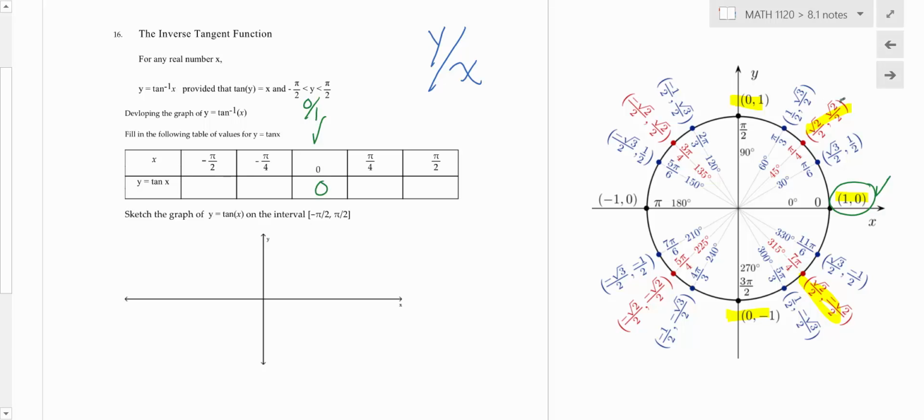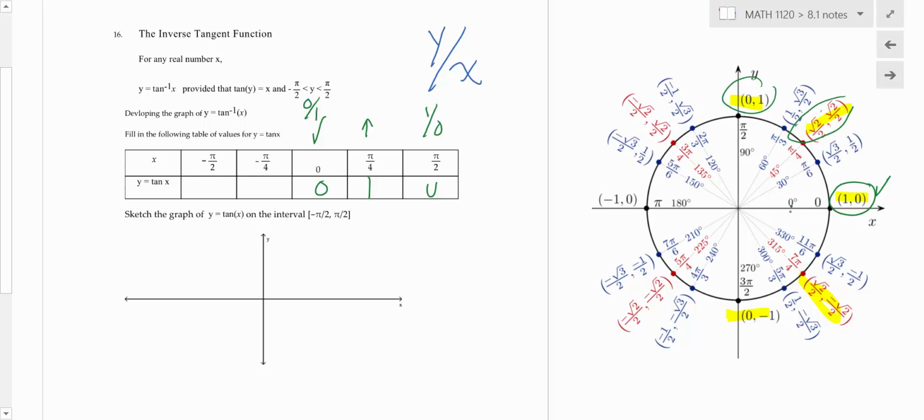Okay, go to the next one. The tangent of pi over 4. What is y over x there? 1, right? Any number divided by itself is 1. So that's y over x is 1. Okay, go to pi over 2. What's y over x there? Undefined. You have a vertical asymptote like we learned, right? Okay, so you have that.